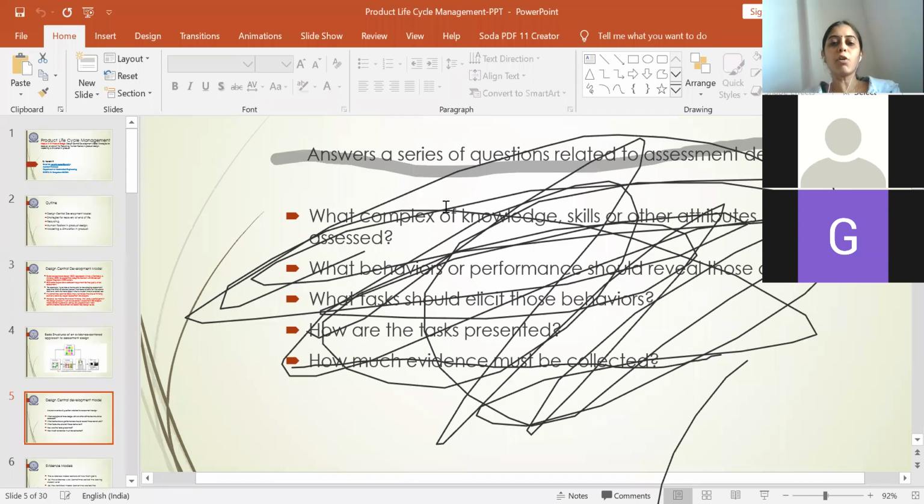So next is what complexity of the knowledge, skill or other attributes should be assessed. So the complexity of the design and other skills which are needed will be assessed. For assessment, there should always be some rubrics or concepts on which it has to be evaluated. So these are the list which has to be evaluated for the assessment model.